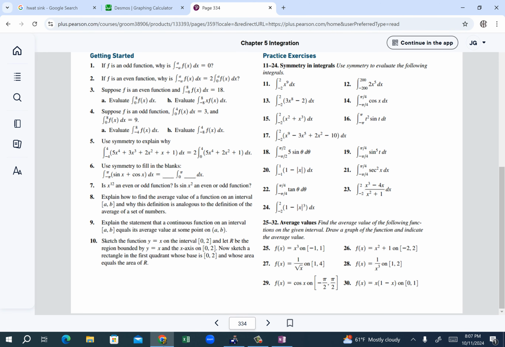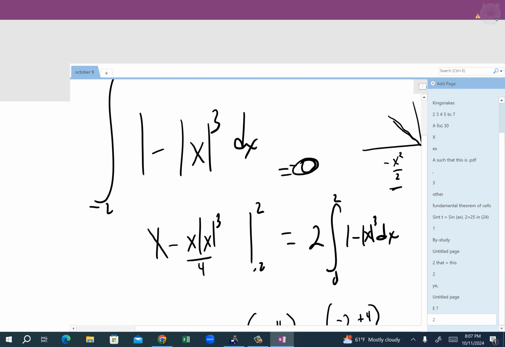I do want to talk about average value. This is one thing we didn't get to talk about in class, and I want to make sure I cover this. This is the easiest thing that you will ever do in this class. I mean, maybe the easiest thing you'll ever do in your entire life.